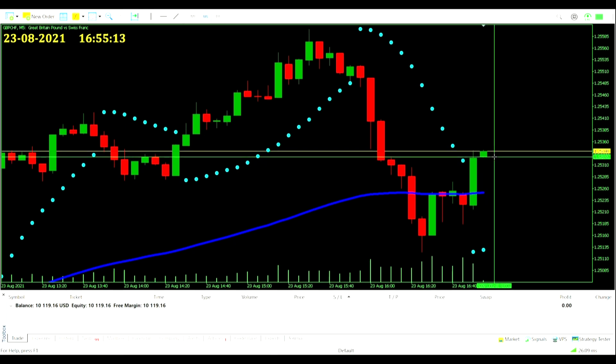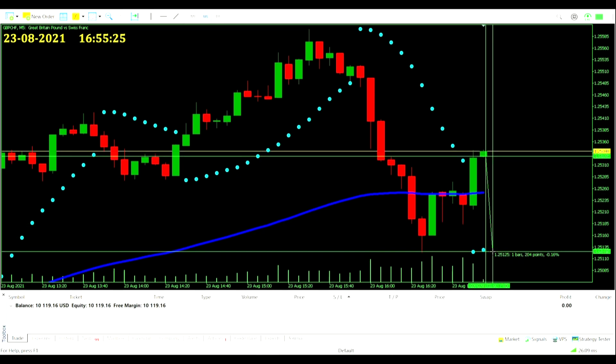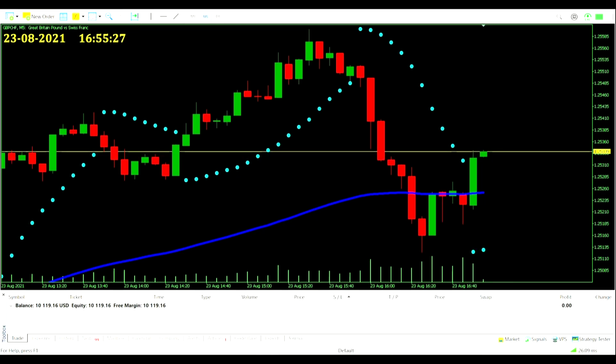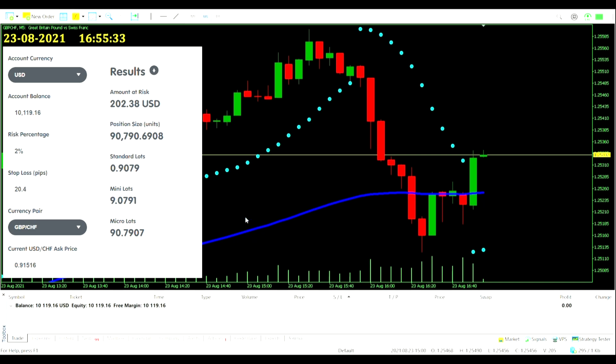Let's see how many pips we got to the dot. That's 20.4 we'll go for. So you can see our risk on screen now.